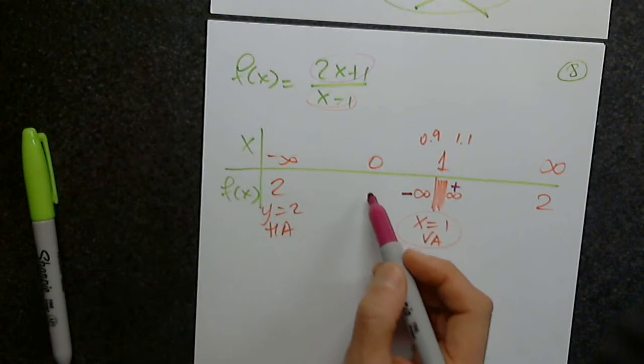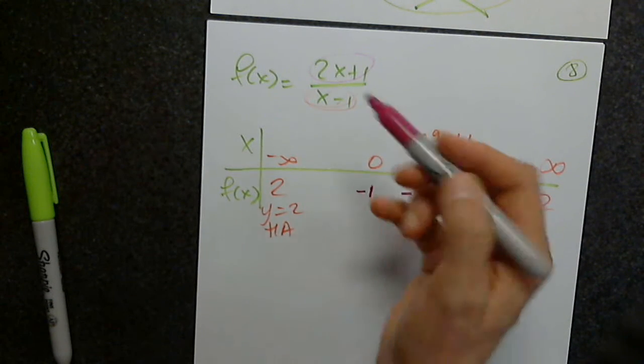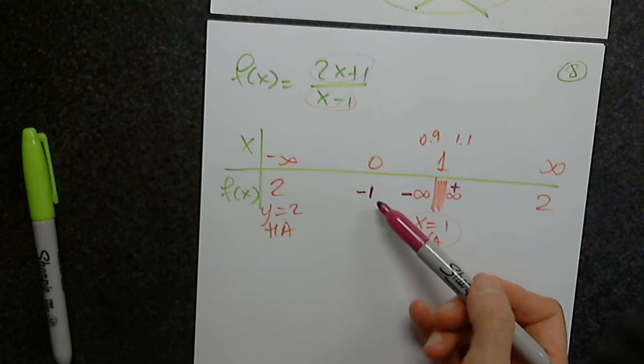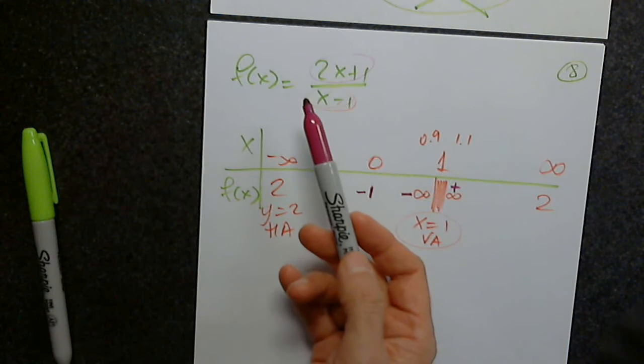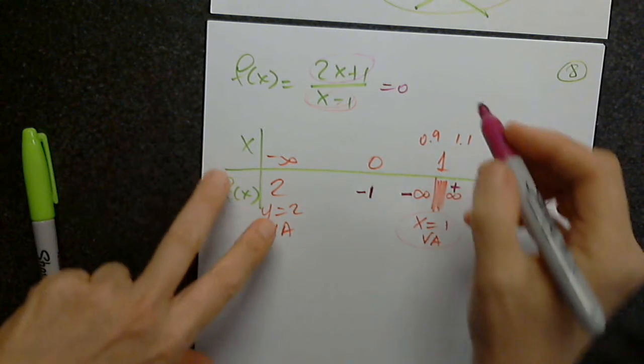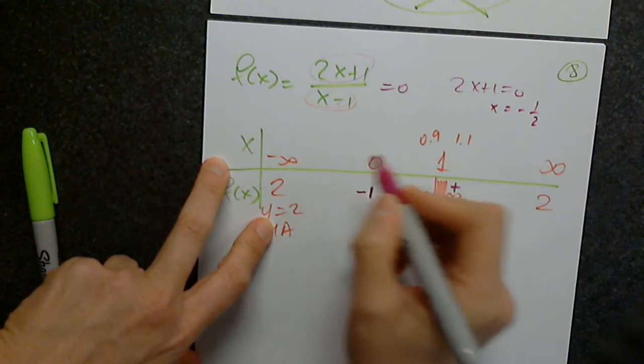Please plug in 0 and tell me the answer. Perfect. 1 over negative 1 is negative 1. And tell me, when is this function 0? Only when the numerator is 0. So the numerator, 2x plus 1, is 0 when x is negative 1/2.